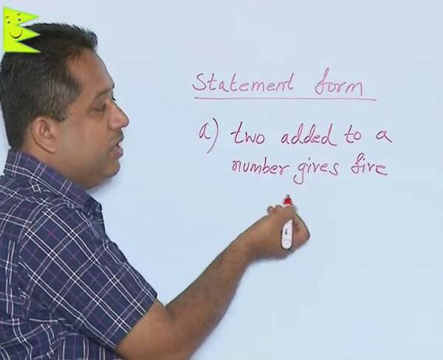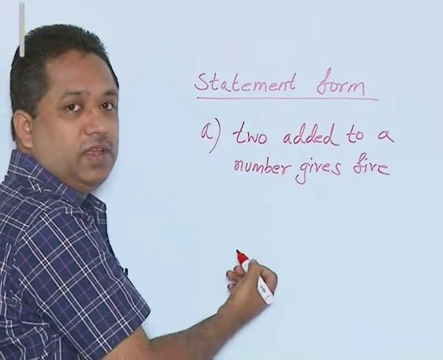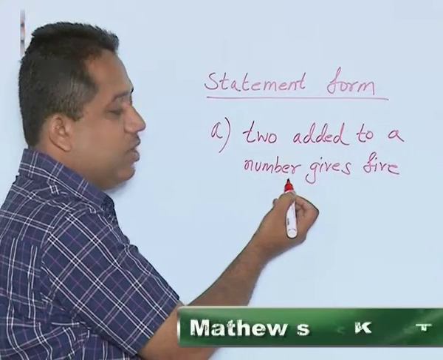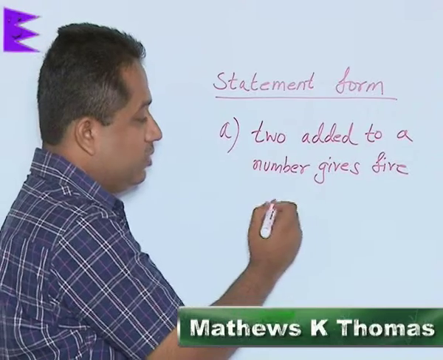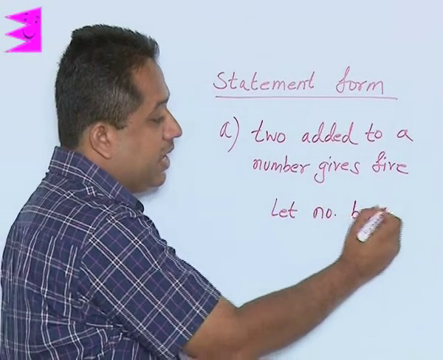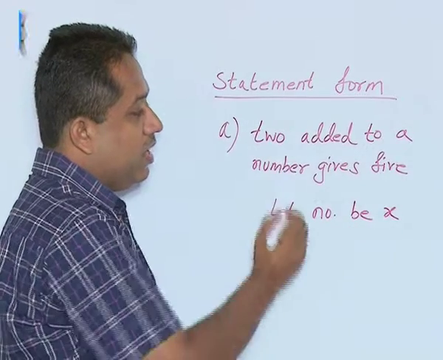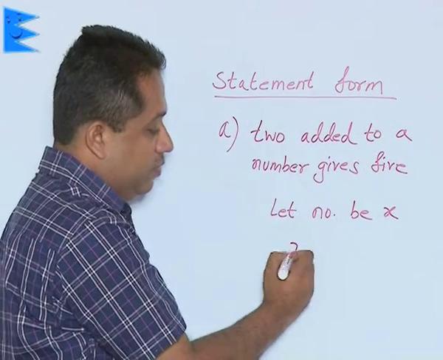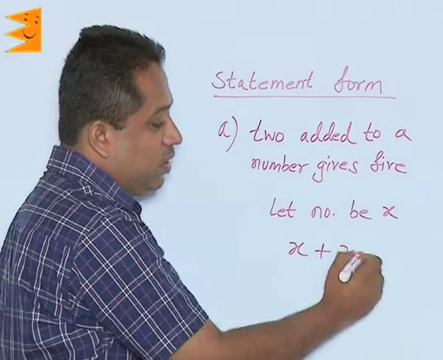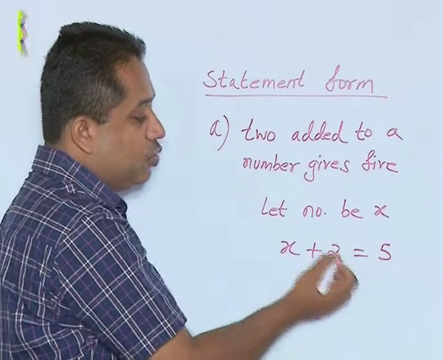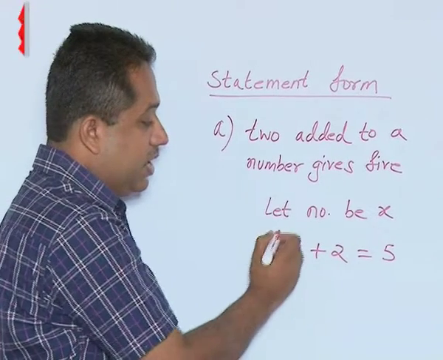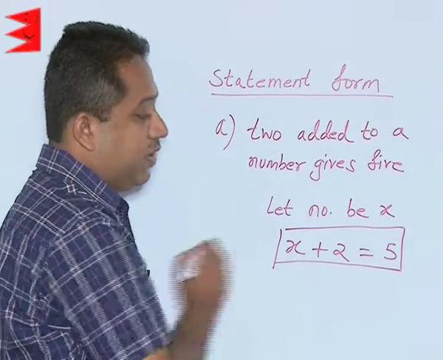This is a statement. Now, if I want to express this in the equation form, 2 added to a number. Now, this number we do not know. Let that number be x. So, our assumption will be let the number be x. And therefore, if I am adding 2 to the number, the equation will become 2 plus x will give us what? Will give us 5. So, 2 added to a number gives 5. The equation of that will be x plus 2 is equal to 5.